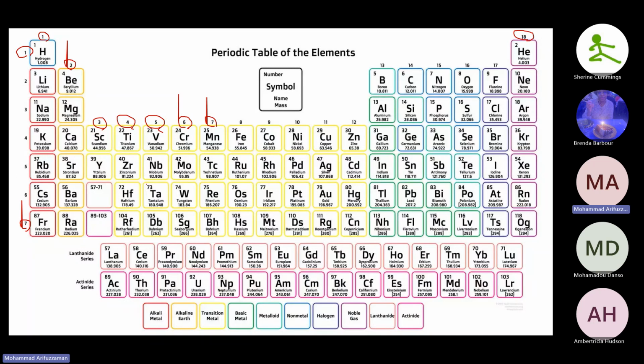So what is the importance of columns? The columns are called the groups. So there are 18 groups, and the rows are called the periods. So these are the periods. There are 7 periods.